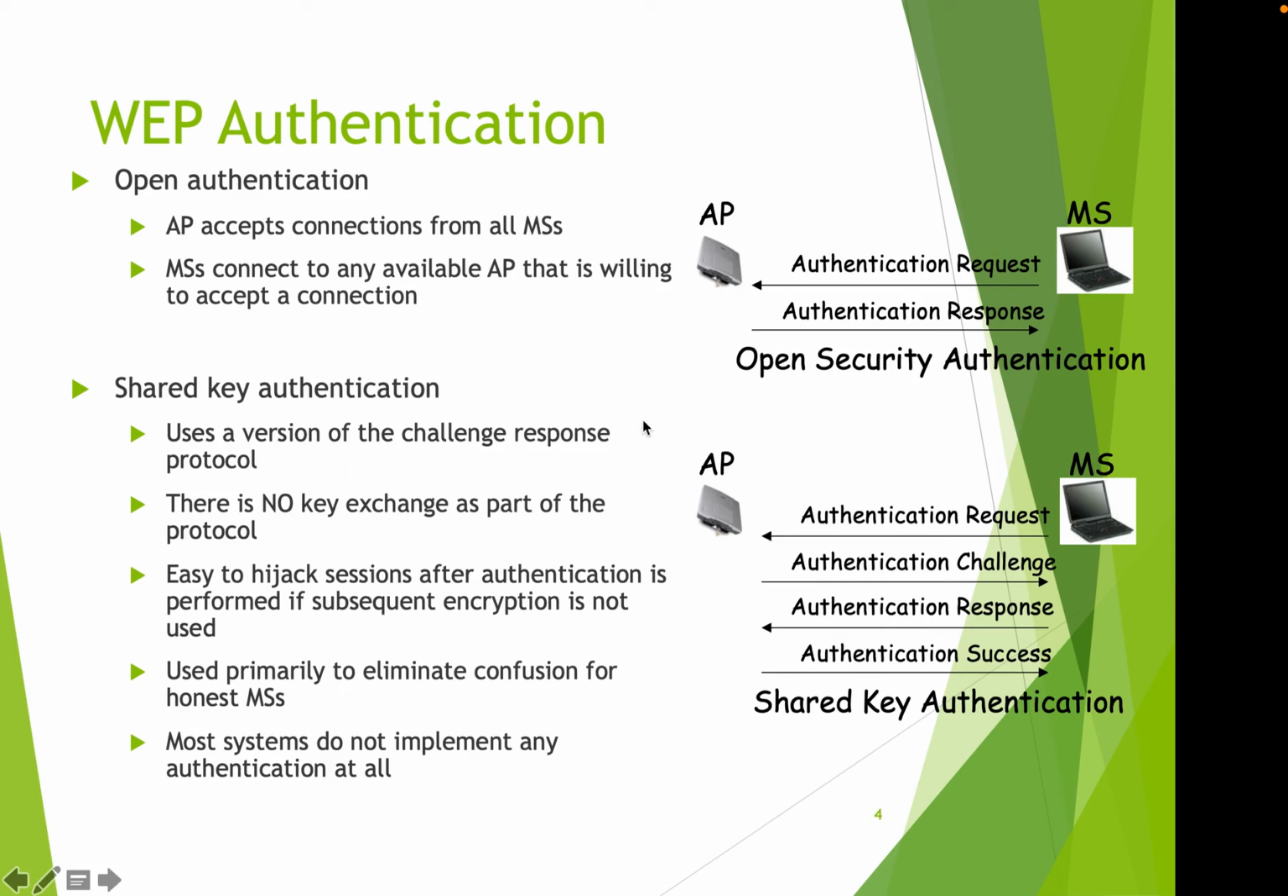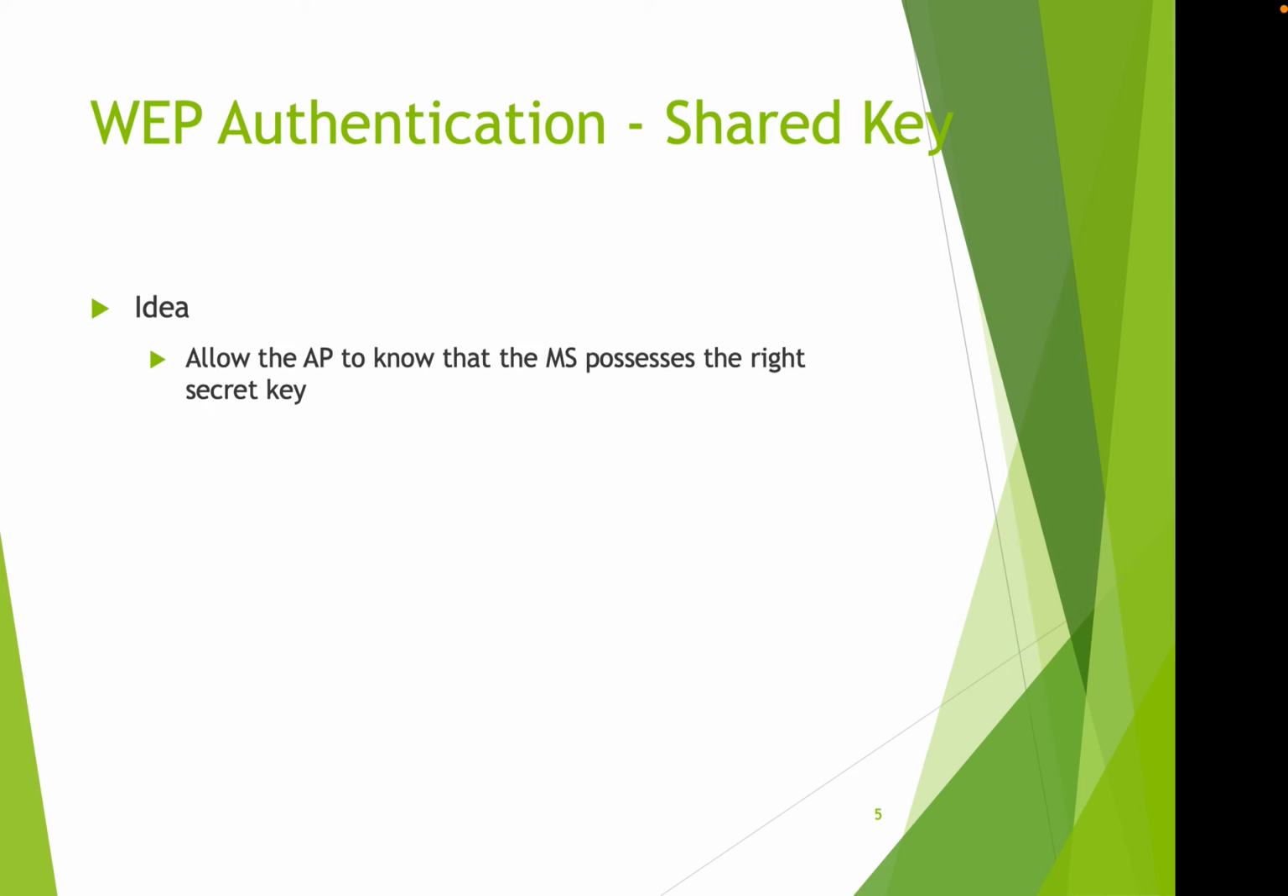The open authentication is like this, and shared key authentication is like that. You send a request, then the AP gives you a challenge, and you respond. Then authentication succeeds. So this is only one way. That means the access point does not ask the mobile station to authenticate itself. So any hijacker can be a mobile station and just try to get credentials.